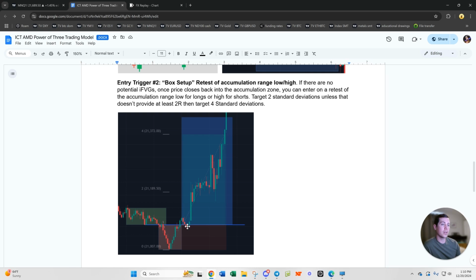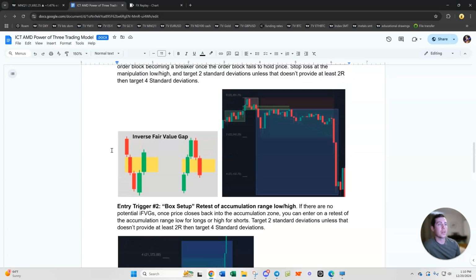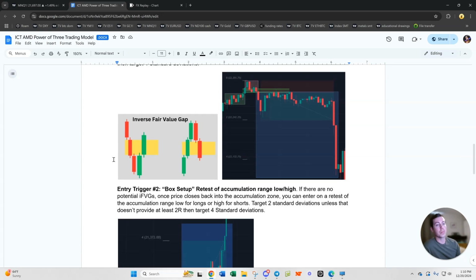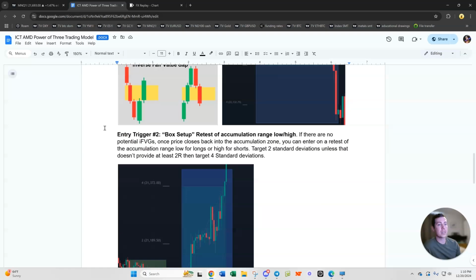Once we've reclaimed the range, we test it. This is the low of this accumulation. And similarly, we'll use the low of the manipulation leg and target either the 2 or 4 standard deviations, depending on what can get us at least 2R. So let me know if there are any questions on those, but we're going to use both. Like I said, if there are no fair value gaps, then we'll use the box setups, but we'll look for both of these today.